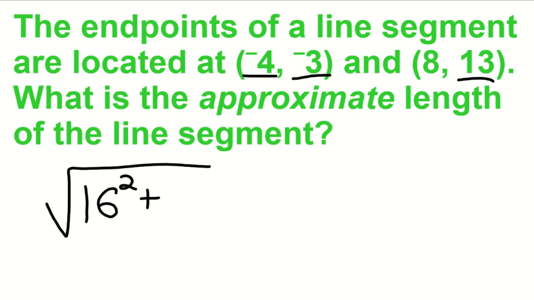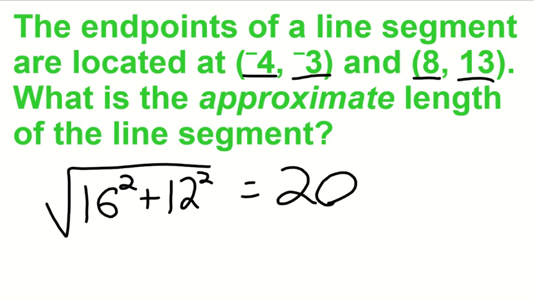Then I go from negative 4 to positive 8. That's a distance of 12. So if I do the square root of 16 squared plus 12 squared, that gives me 20. In this case, we get exactly 20. A lot of times, decimals problems every so often. Usually, if it says approximate like that, it will be a decimal, though. Any questions on that one?